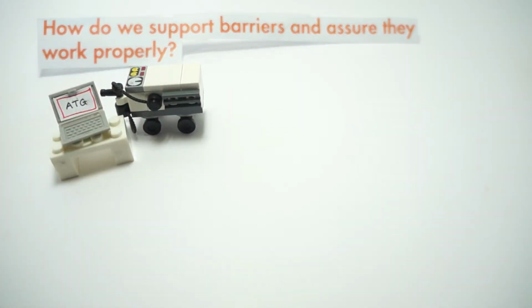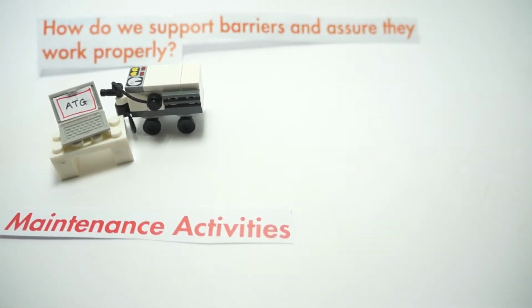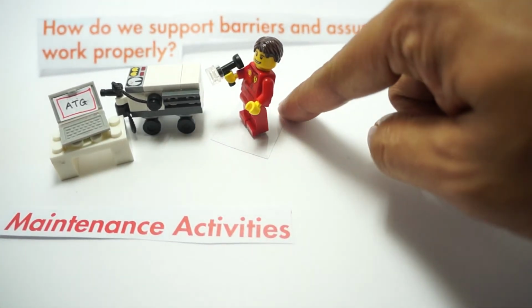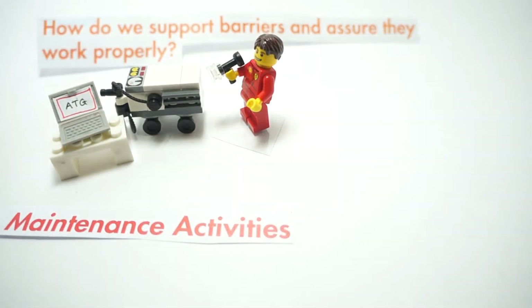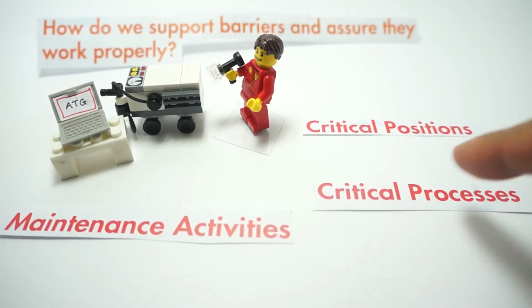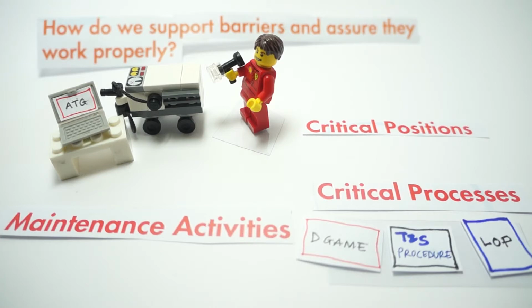Now, how do we support barriers and make sure they work properly? Equipment barriers need to be maintained. They either need inspection or replacement, and this is done by people in critical positions. People barriers are also called critical positions, and they are guided by critical processes.